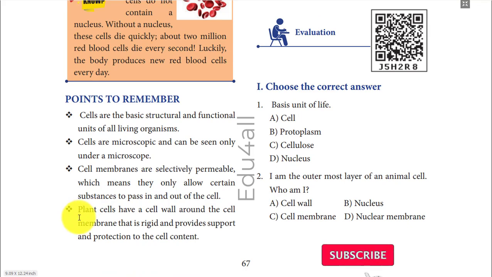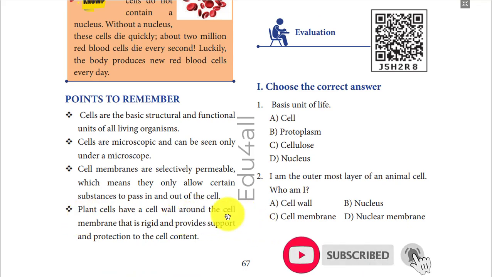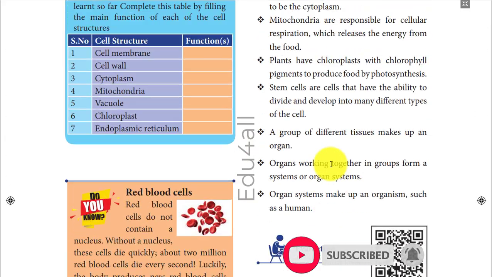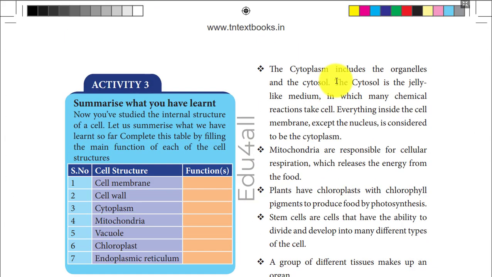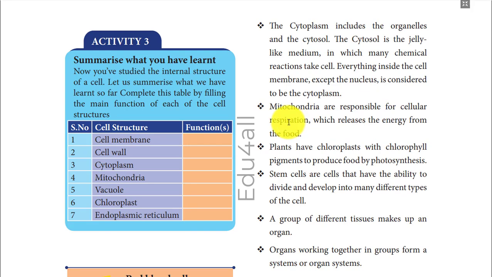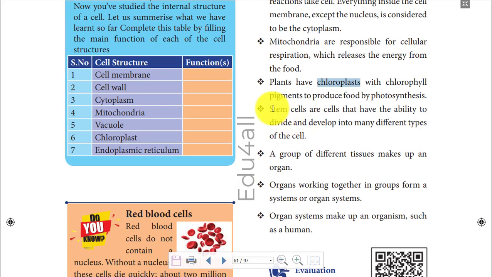Plant cells have a cell wall, which gives a rigid shape to the plant cell. The next one is cytoplasm, which includes all the cellular organelles and cytosol. Cytosol is a liquid-like, semi-fluid structure. Next, mitochondria are principal for cellular respiration and release energy. In the same way, chloroplast converts sun energy into chemical energy, which is called photosynthesis. Stem cell: a single cell can develop into different types of cells.